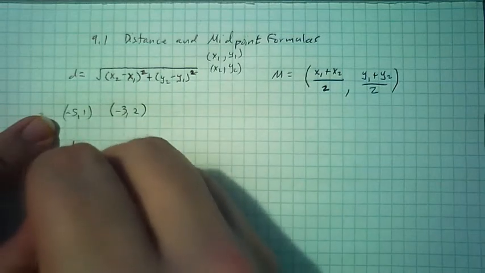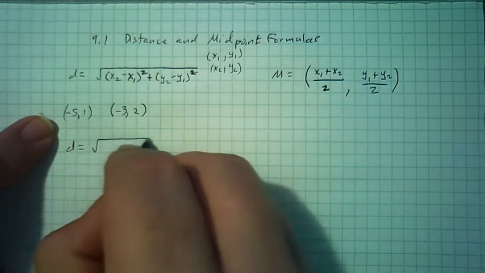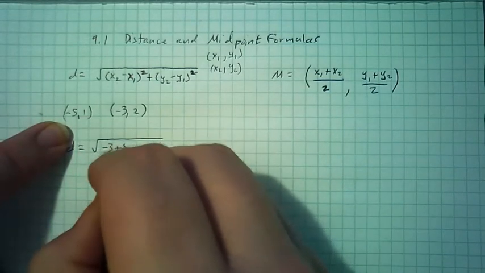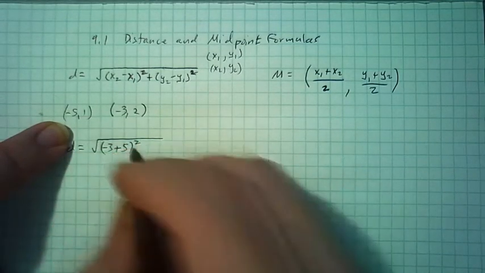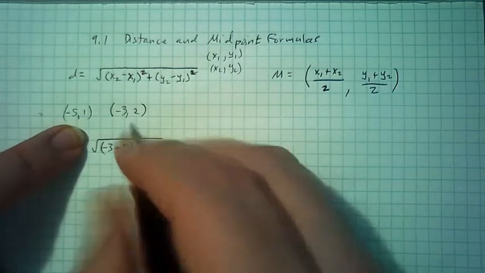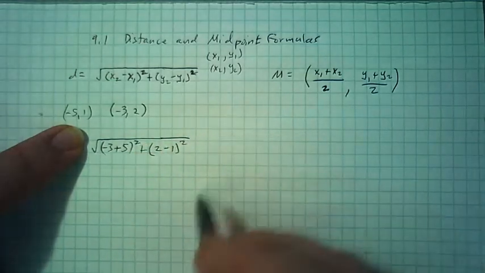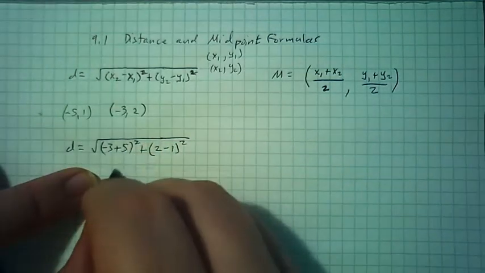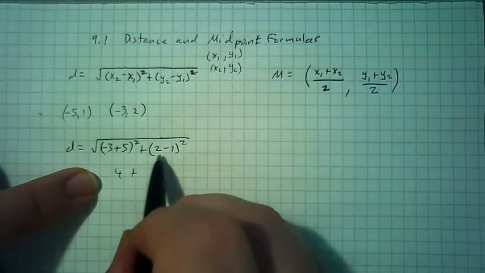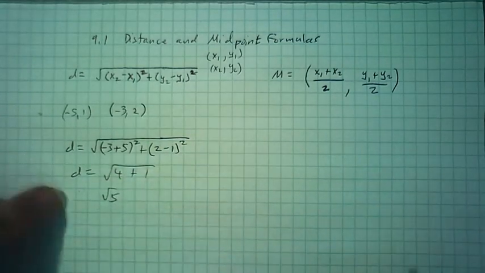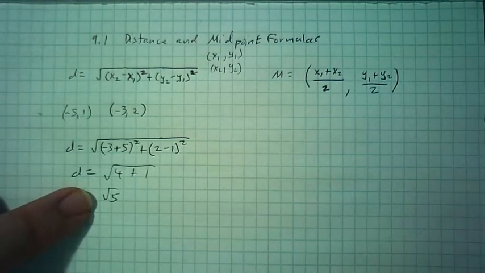So the distance formula says we're going to do the square root of the difference between the x's. Negative 3 minus negative 5 is the same as negative 3 plus 5. Square that. Do the difference between the y's. 2 minus 1 squared. That's positive 2 squared, which is 4. That's positive 1 squared, which is 1. So the answer is the square root of 5, which I'm going to leave like that. If you really want a decimal approximation, about 2.23, I believe.